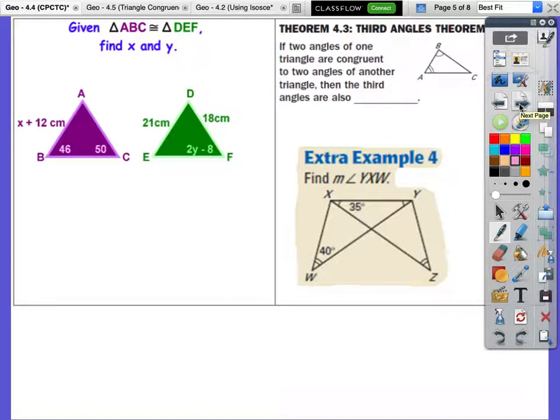Okay, so if we're given that triangle ABC is congruent to triangle DEF, find X and find Y. Go ahead and do this one on your own. If we're given those two triangles are congruent, find X and Y. Top left one.